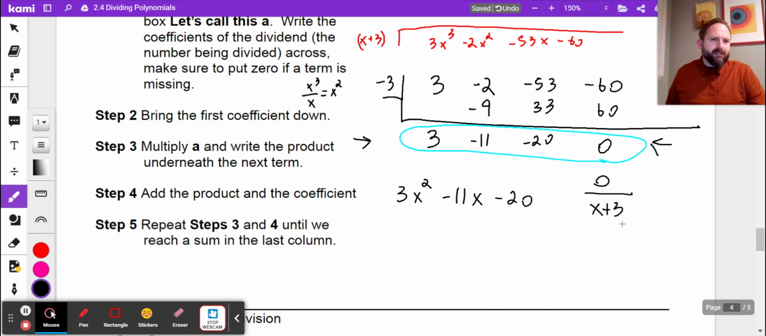Wait, if it's a remainder of 0, hey, 0 divided by anything, oh, it's just 0. That's it. Let's go on to the next one.